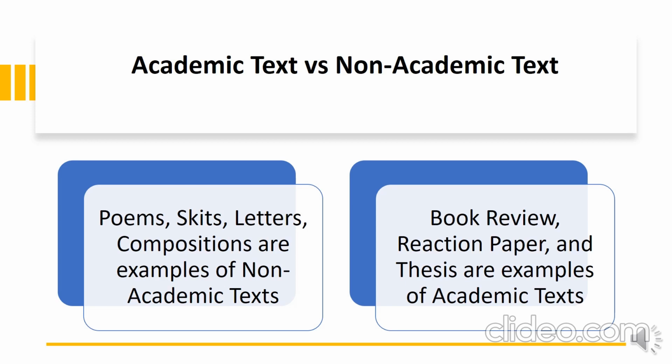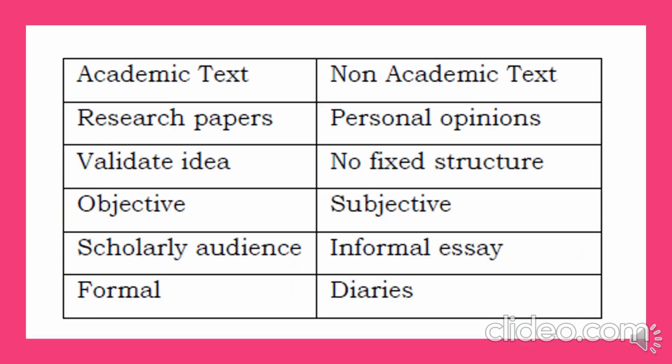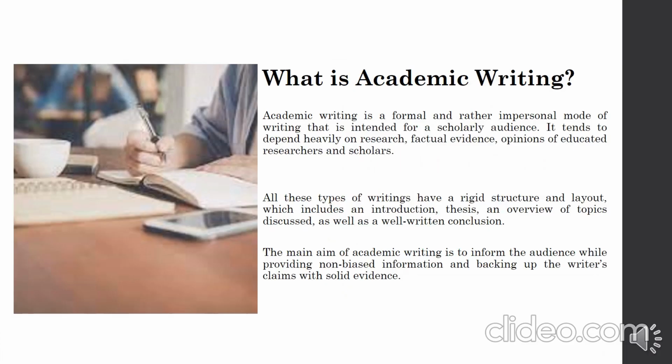But have you really pondered what the difference is between academic texts and non-academic texts? We also classified these words or phrases as academic or non-academic. For the academic text, we have research papers, validated ideas, objective, scholarly audience, and formal. On the other hand, for the non-academic text, we have personal opinions, no fixed structure, subjective, informal essay, and diaries.